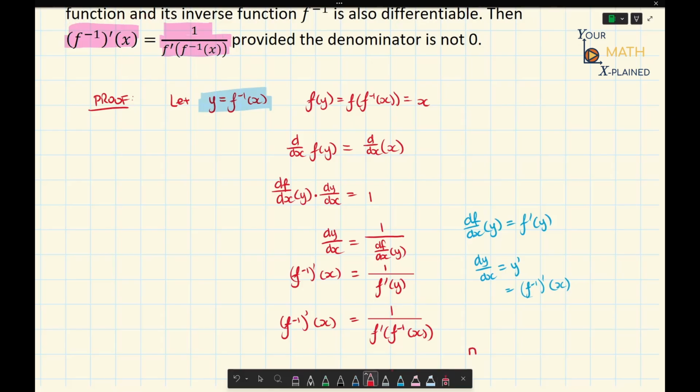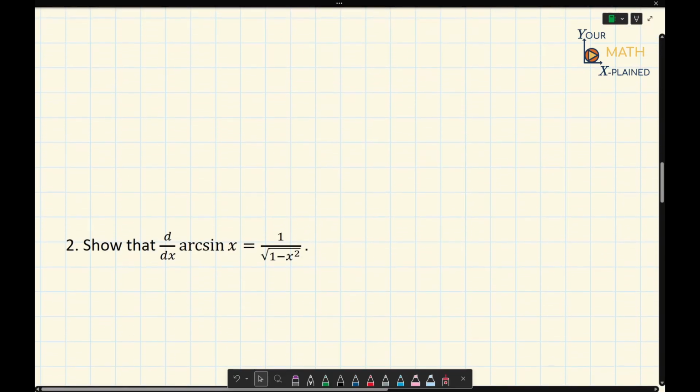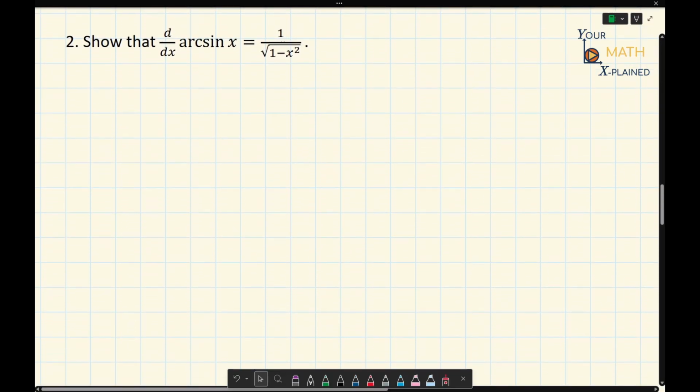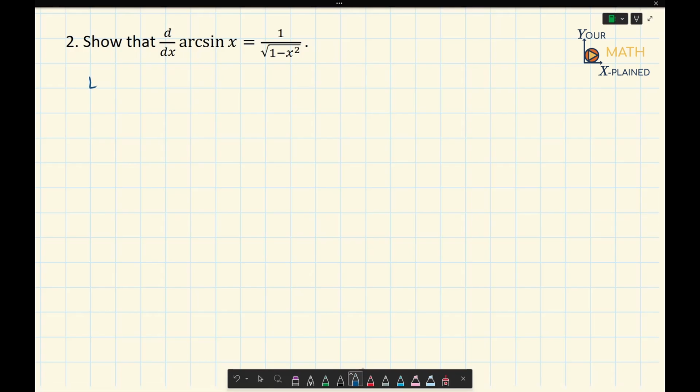And so therefore, we have completed our proof. Next, let's take a look at how we can use implicit differentiation and inverse functions to derive the derivative of arcsin of x. So to do that, we're going to let x be equal to sine y. And this means that y is equal to arcsin of x. So then we're going to start here, and then we're going to take the derivative with respect to x on both sides of this equation.